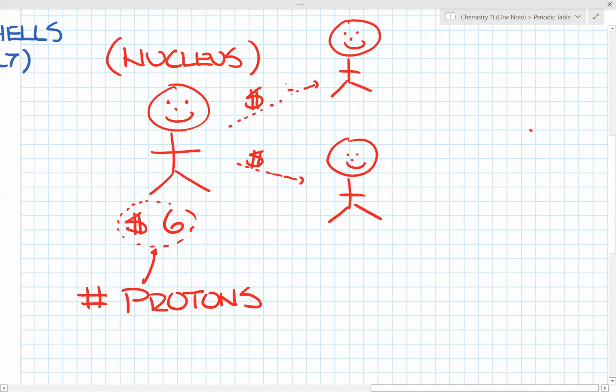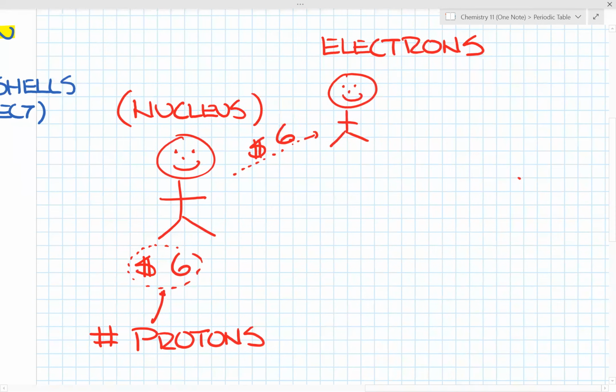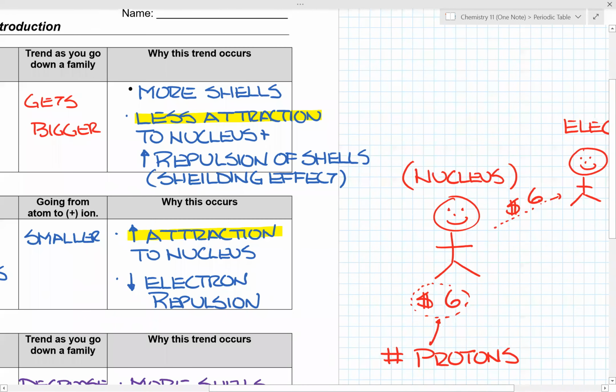Now, let's say of the original two kids, one kid moved out. What happens is that the remaining child, in this case the remaining electron, gets the full attention, all of the money from the parent, and they have free reign of the house. They don't have any conflict, and therefore, life is easier.